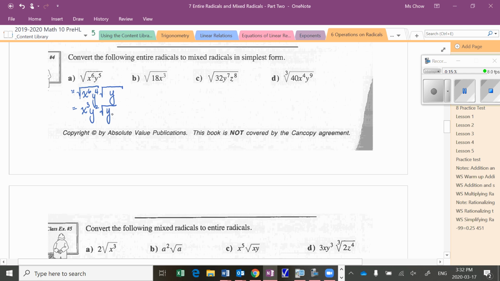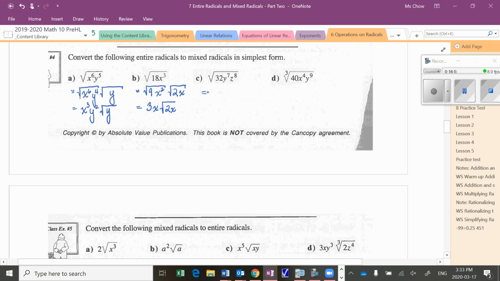Okay, so similarly, when you bring in a coefficient that is not equal to 1, again, we're going to split up my perfect square portion and whatever is left. So the 18 is going to be root 9 times root 2. X cubed will be x squared times x. So the square root of 9x squared will be 3x, and that is multiplied by the square root of 2x.